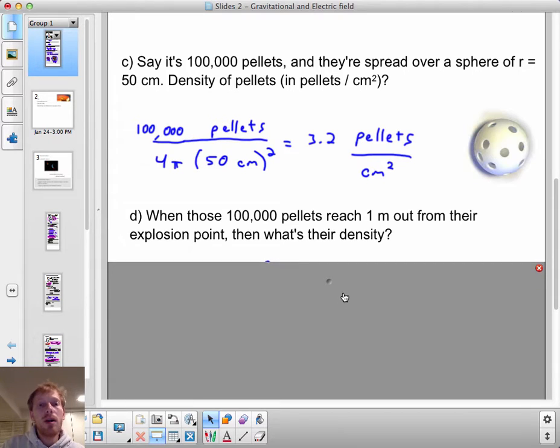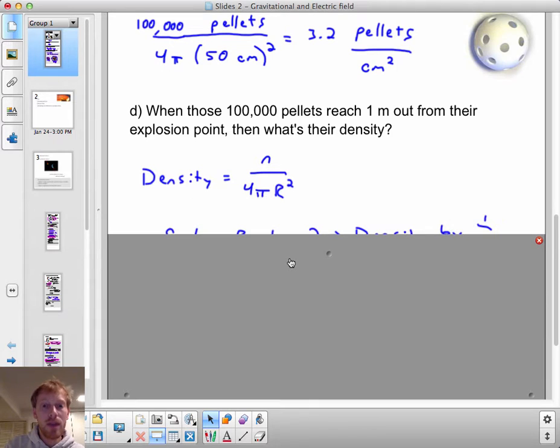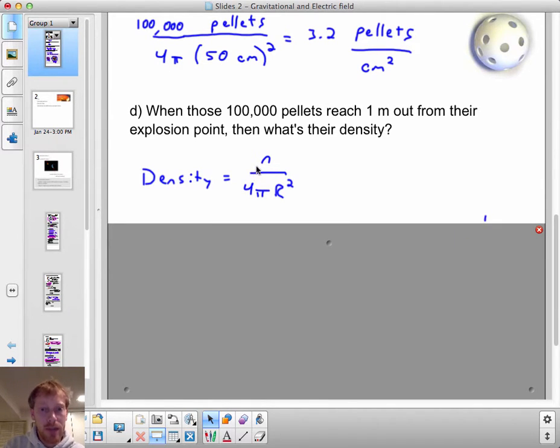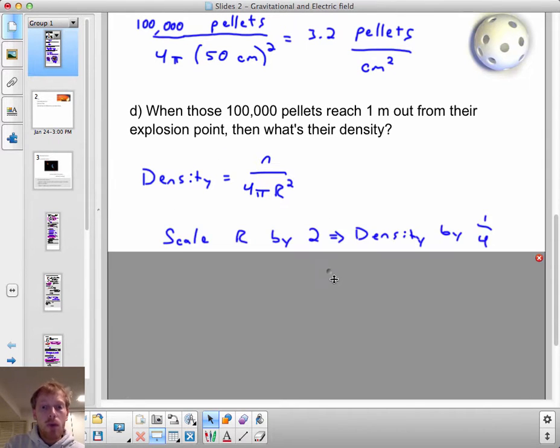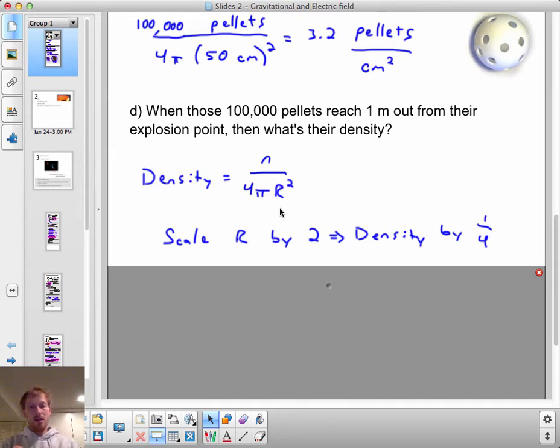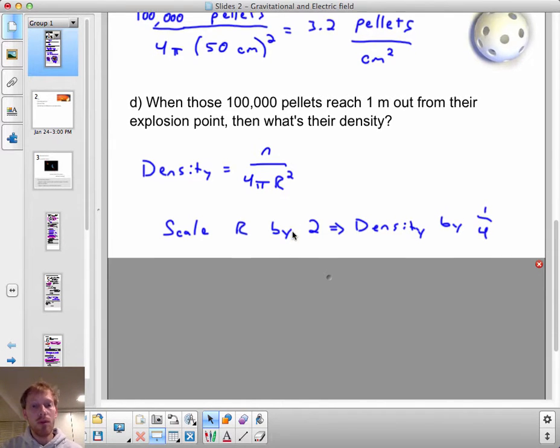All right. Well, let's say this. Instead of a radius of half a meter, let's consider that they're at a radius of fully a meter, a diameter of 2 meters of this sphere that they're spread out over. Now what's their density? And here's what I want to pay special attention to. If this is the formula that describes their density, when we scale the radius by 2, we scale the density by what factor? 1/4.